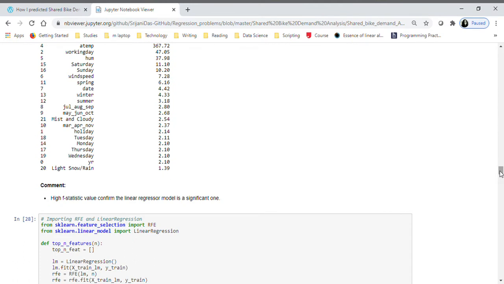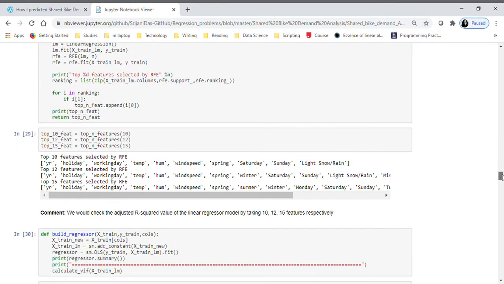First we saw what adjusted R-square we get with all the features. Next, we are using RFE to get the top 12, top 10 and top 15 features. Now, why did we do this? Because till now we are not sure how many features we should take. We have so many features, but we don't know which are the most important. So this was a quick tool to know about the top N features, and we used RFE to get that.